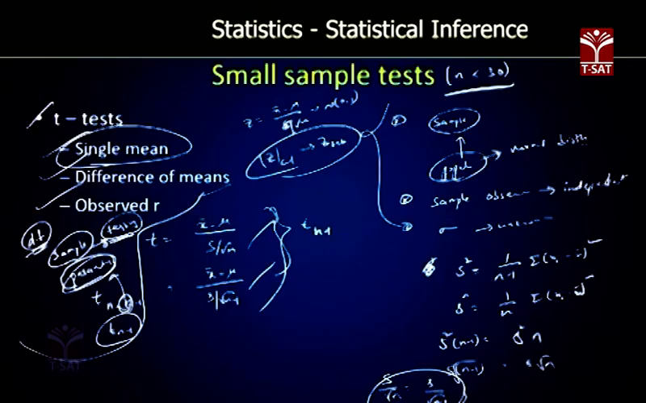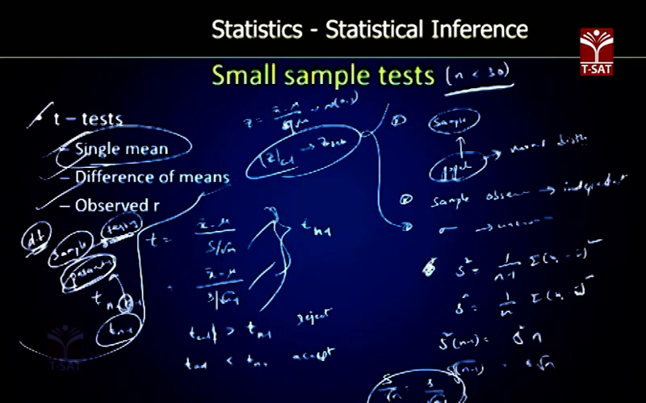Now this follows t with n minus 1 degrees of freedom. So this t calculated, we don't need the modulus here, is greater than the t distribution n minus 1 degrees of freedom value. If it is greater than, then we will reject our hypothesis. If the t calculated value is less than the t with n minus 1 degrees of freedom, then we will accept our null hypothesis. So the remaining steps are the same, only the t statistic changes, just like the large sample test.